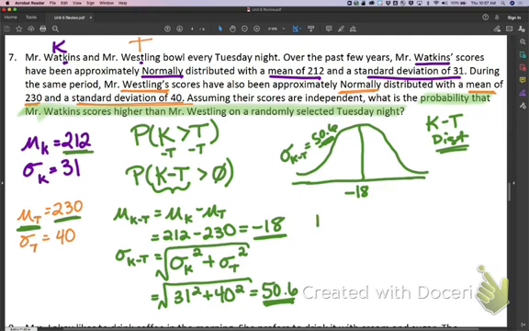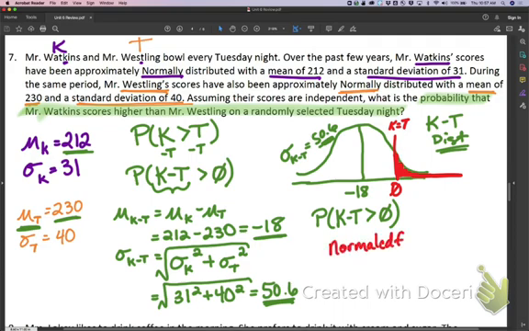Now, the probability that K minus T is greater than 0. I'm going to go to 0 on my distribution, which would be over here, and I want the probability that I am greater than that in this distribution. Anywhere in this spot is when Mr. Wessling is going to win. 0 is when they tie. 0 is when K equals T, just so you know.